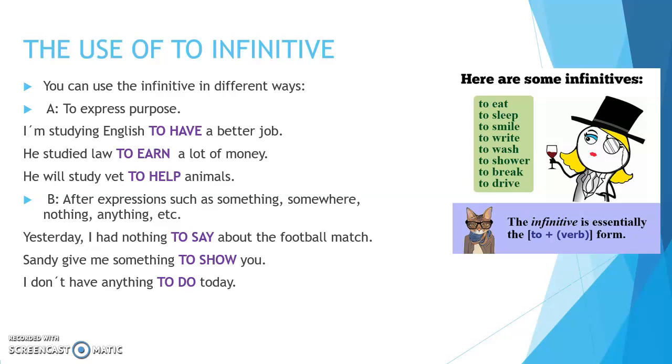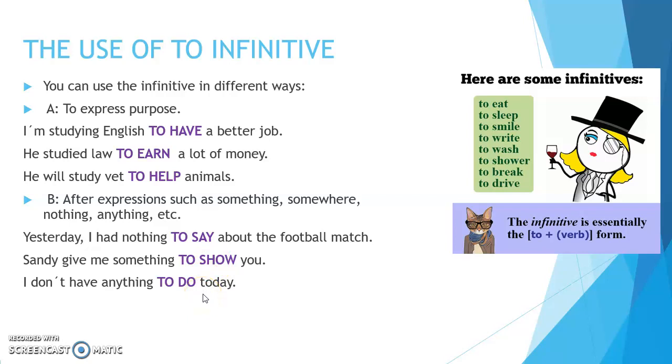Whenever you have those words and the following word is a verb, you are going to use a to infinitive with them. So for example, when you say, "Yesterday I had nothing to say about the football match," what does that mean? You have a determiner, nothing, and in front of it you are going to find "to say." In the second example, it says, "Sandy gave me something to show you."